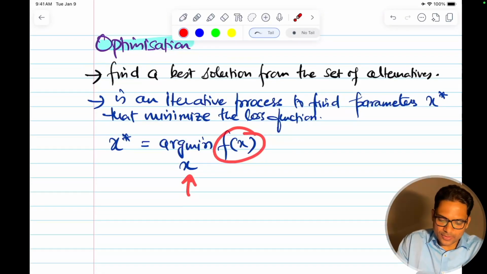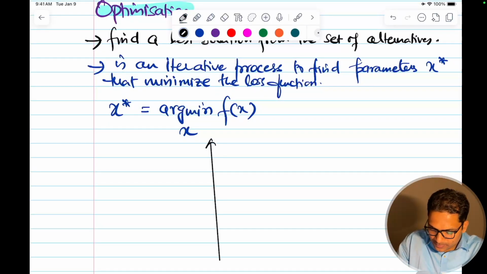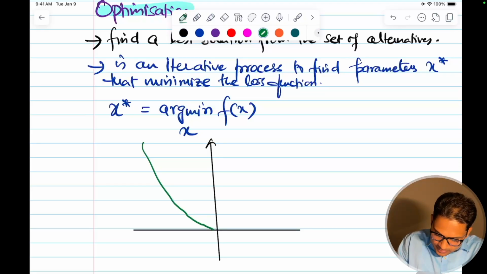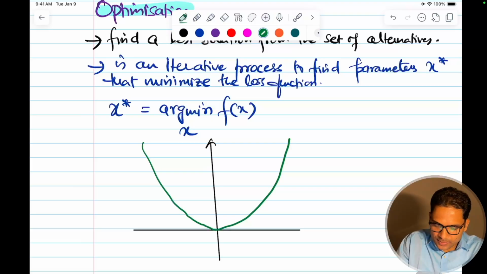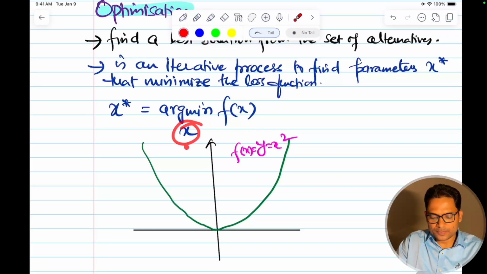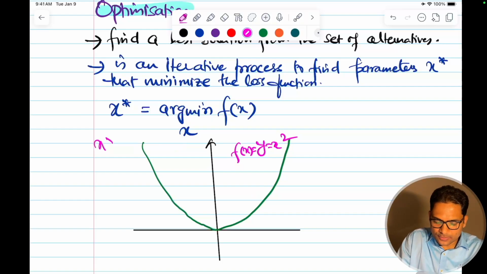For example, if I draw this, this is my y equal to x square, and we can say this is your f(x) also. F of x is equal to y, so my f(x) is x square. I want to find that argument x which will minimize my f(x). That will be x equal to 0. So in this case x star will be 0.